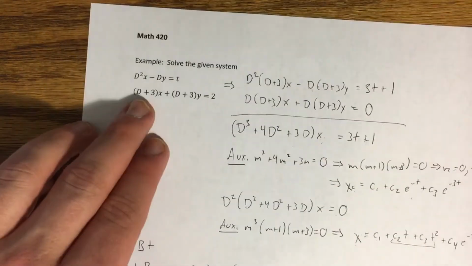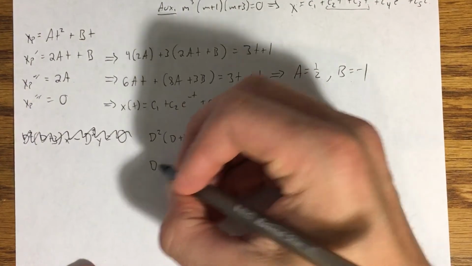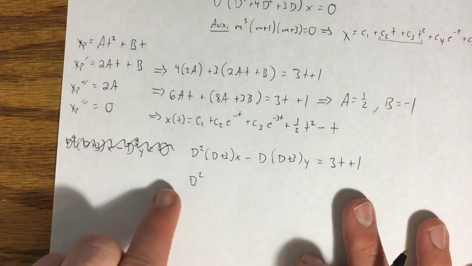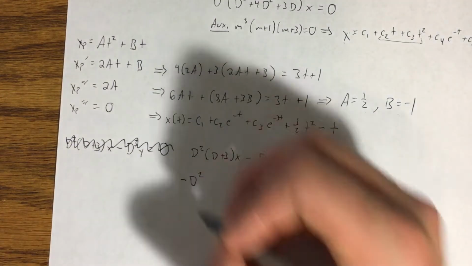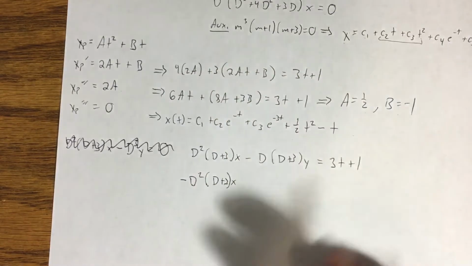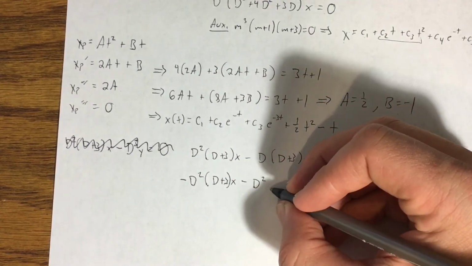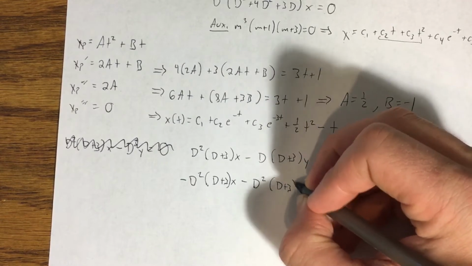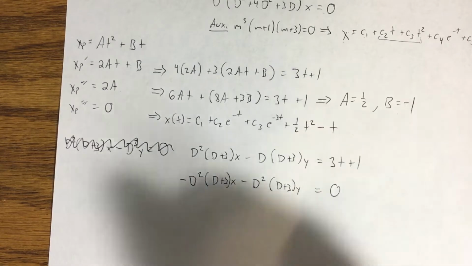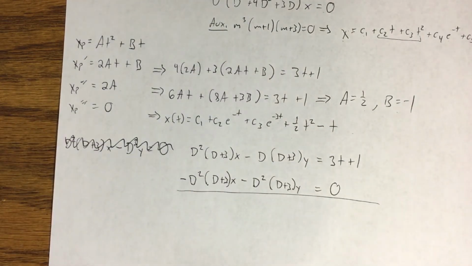Second equation, I need to operate on both sides by a d squared. So that's going to look like d squared. In fact, since we're trying to eliminate the x, let's make it a negative d squared so that when I add them, it cancels. D plus 3x minus d squared d plus 3y, and that's going to equal d squared operating on 2 will give me a 0 there. Okay? Let's add these together.